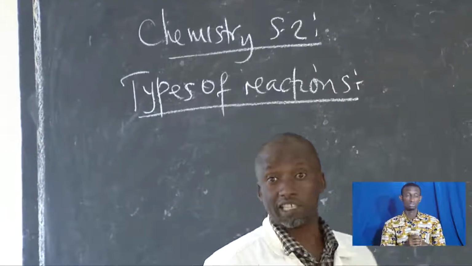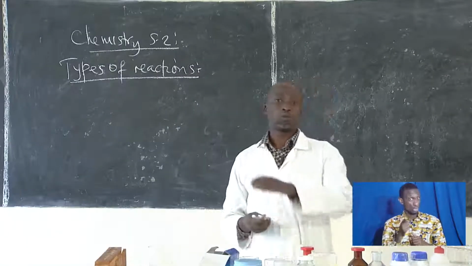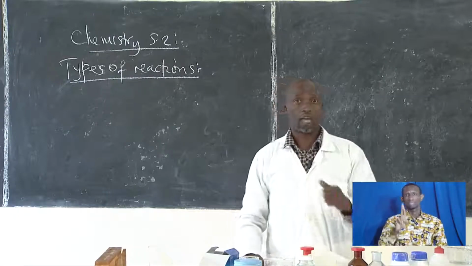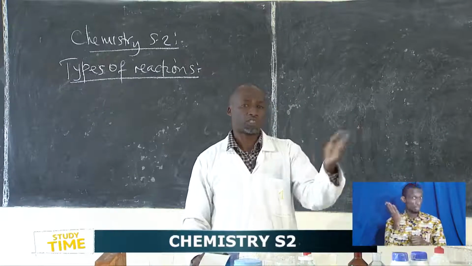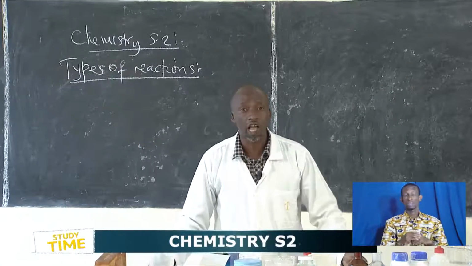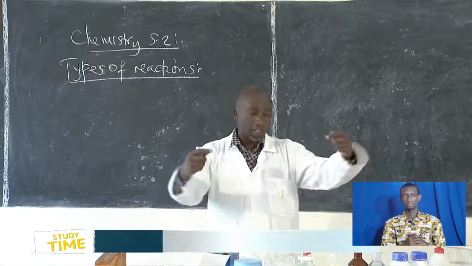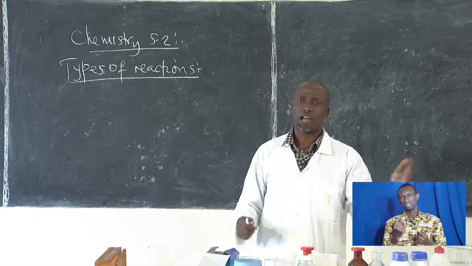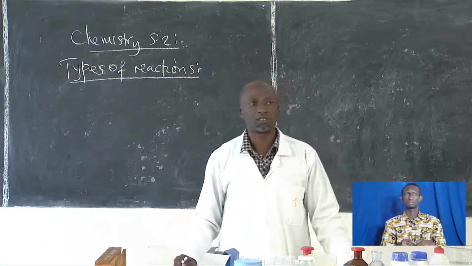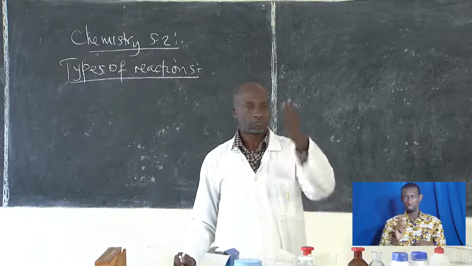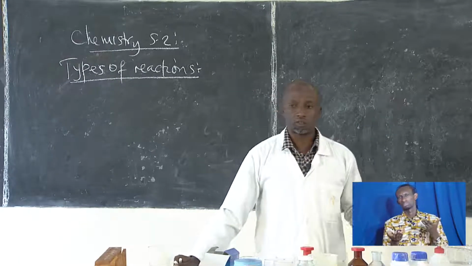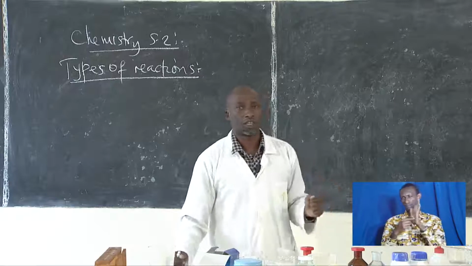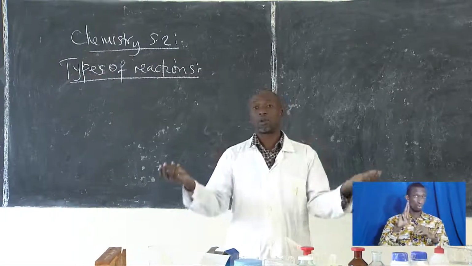We are going to look at the types of reactions. When we talk about reactions, we are referring to chemical processes. And these chemical processes, some of them exist in nature. Some of these chemical reactions can also take place in the laboratories. Maybe you can even mention some of the examples that you know, some of the chemical reactions that take place in nature.